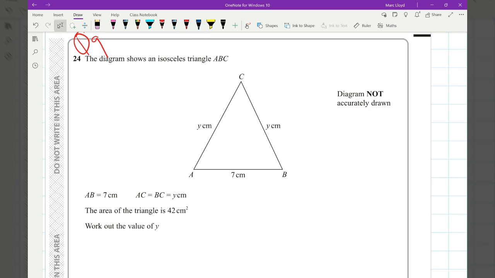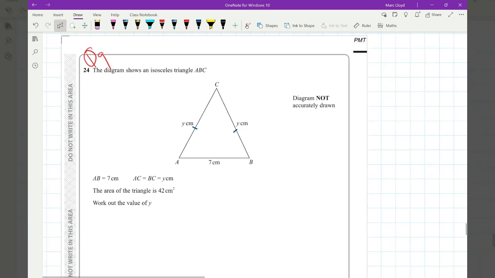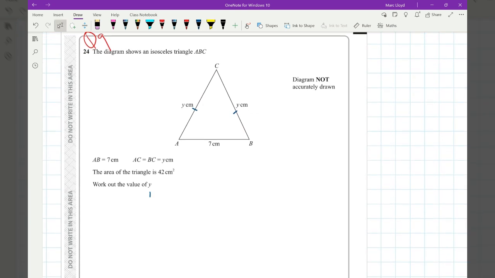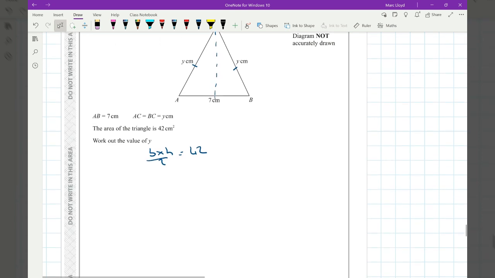Okay, question 9. The diagram shows an isosceles triangle ABC. AC and BC equal y, so that's where the isosceles is. The area of the triangle is 42. So base times height divided by 2 is equal to 42. Gonna need the height, aren't I? So 7 times the height divided by 2 is 42. 7h equals 84. H equals, I think it's 12. 84 divided by 7 is 12.